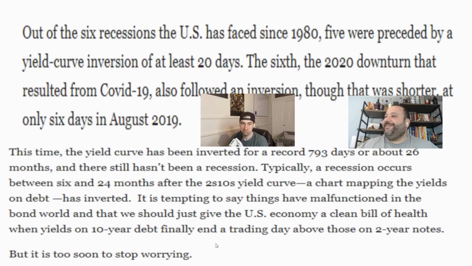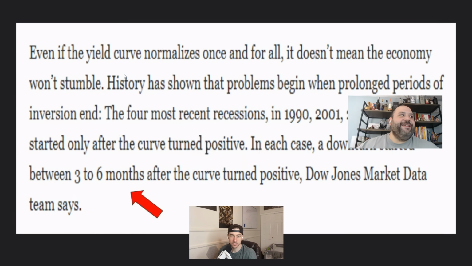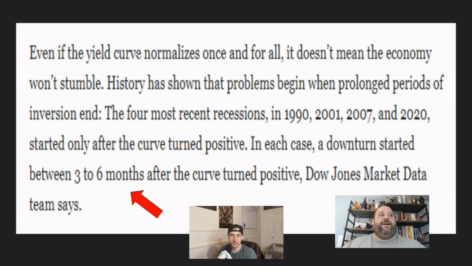That's kind of like the main point here as far as the timing goes. Even if the yield curve normalizes once and for all, it doesn't mean the economy won't stumble. So we're normalizing now, but we may be looking at economic uncertainty. I got a couple data points on that towards the end too.